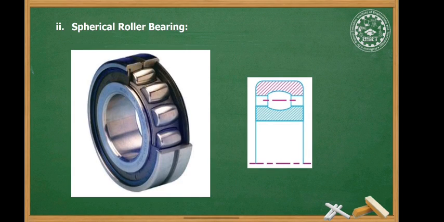Second is spherical roller bearing. These bearings are self aligning bearings. So in the figure you can see here one directional groove is provided, due to which the arrangement is such that they can self align between the inner and outer races. So they can carry high radial and thrust loads. They are used in vibrators, shakers, conveyors and speed reducers.